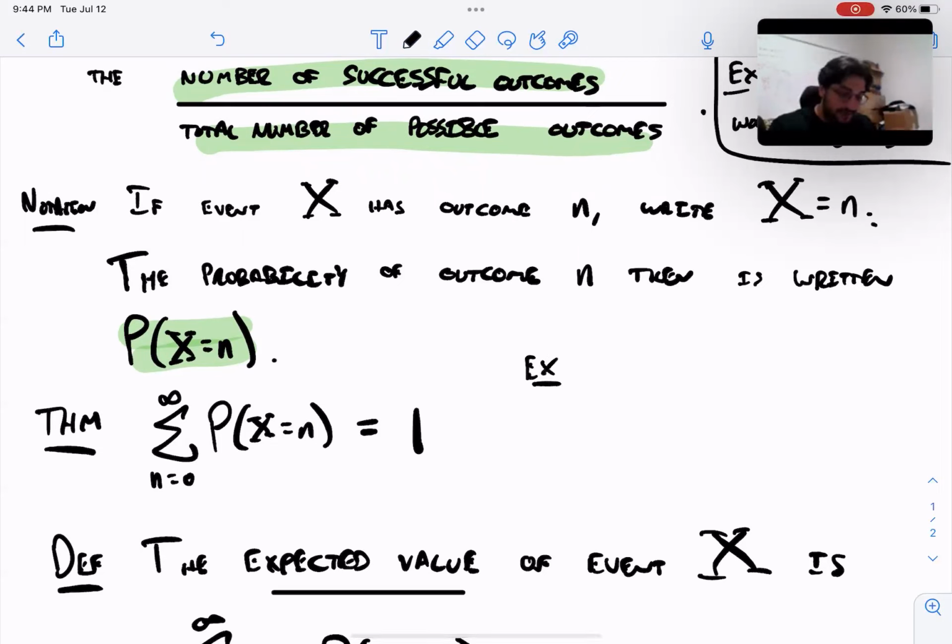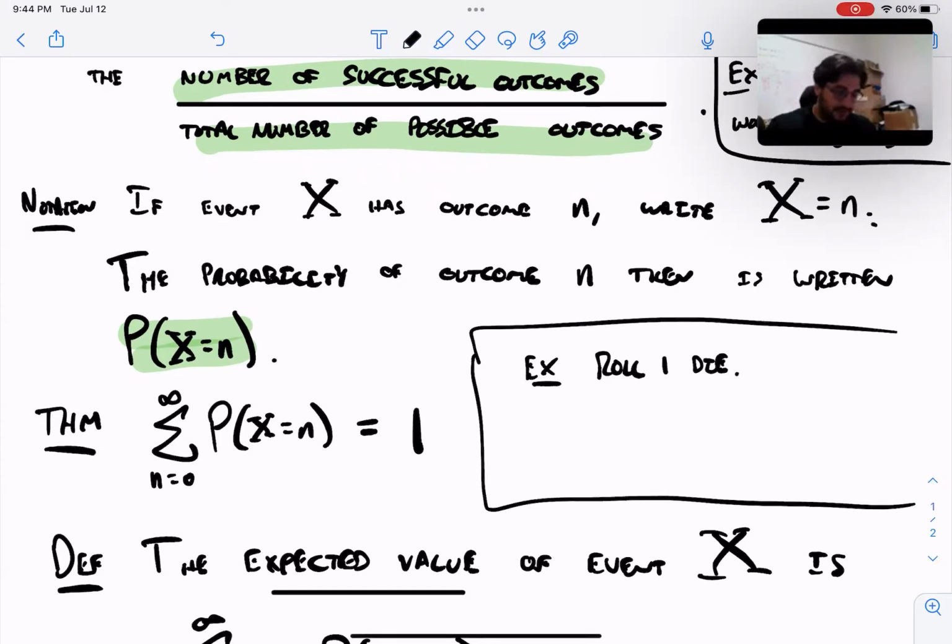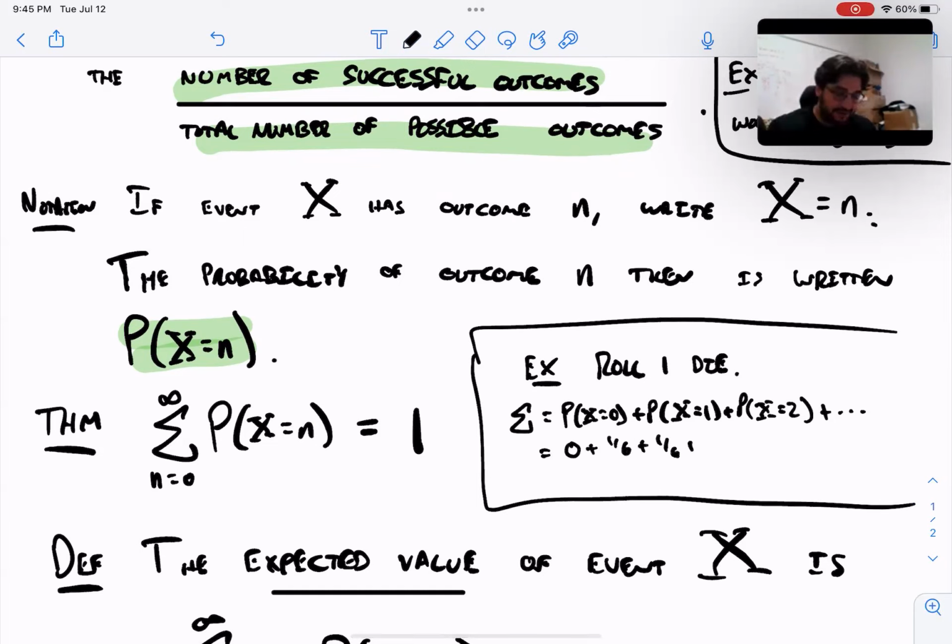For example, if again we roll one die, and that event was the outcome of a dice roll, then what would happen in this summation? It would be the probability that you roll a 0, plus the probability that you roll a 1, plus the probability that you roll a 2, and so on, all the way up to infinity. Well, what is this summation going to look like? It's going to look like 0 plus 1/6 plus 1/6 plus 1/6 plus 1/6 plus 1/6 plus 1/6. How many do I have there? 1, 2, 3, 4, 5, 6. There we go, because there's a 1/6 chance of rolling any of 1, 2, 3, 4, 5, or 6.